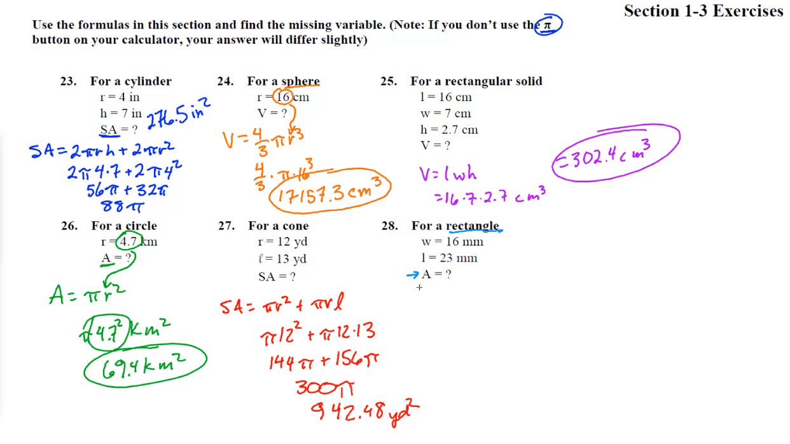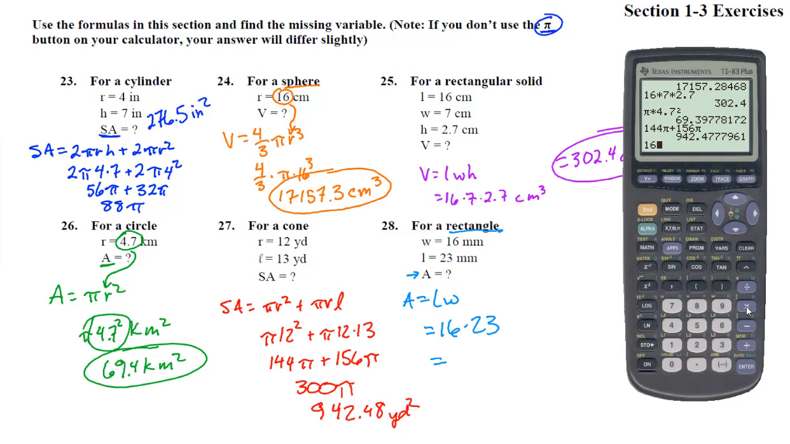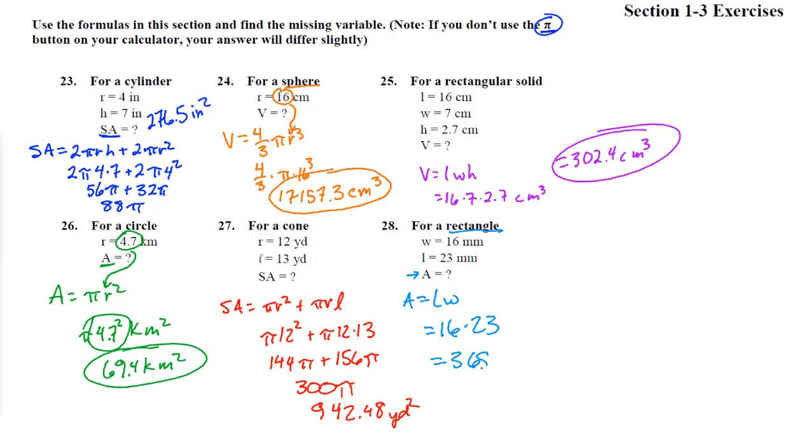And the last one, number 28, rectangle. We need the formula for area of a rectangle. Oh, that's the nice one, LW, just length times width. So this is going to be 16 millimeters times 23 millimeters. I don't know what 16 times 23 is. 16 times 23 is 368, and it's in millimeters. Notice we took millimeters times millimeters, we get millimeters squared, and that is the correct unit for area. Excellent. That was 23 through 28.